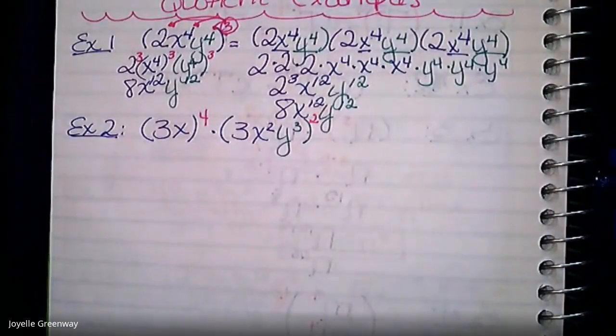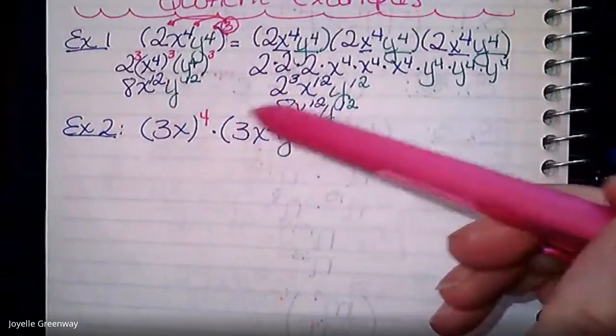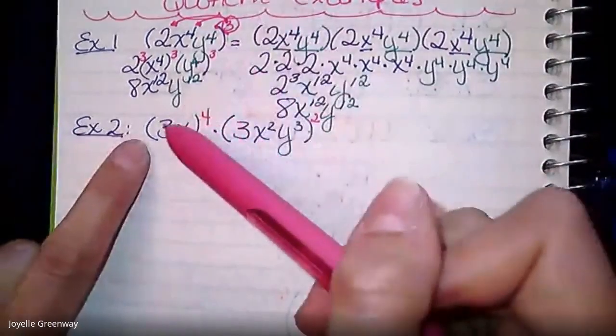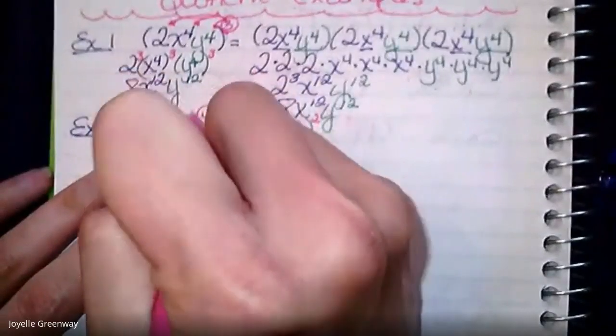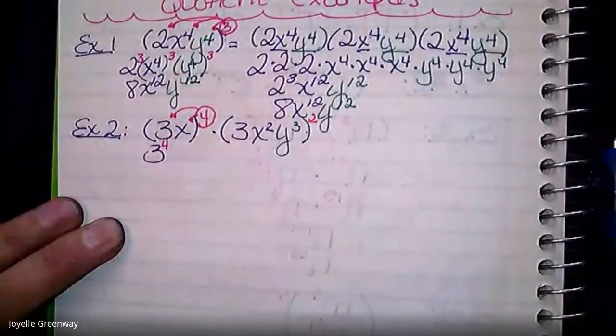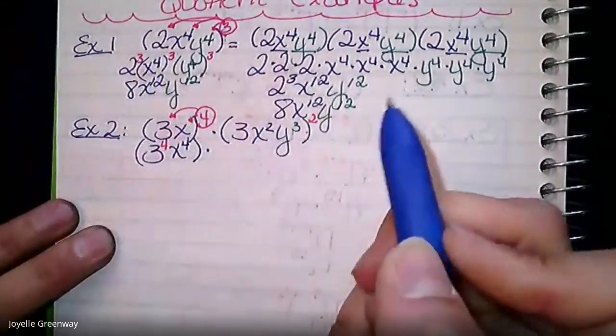So let's take it one step at a time. The first thing you want to do is, can I simplify inside the parentheses first? No. All right, so let's do one at a time. So 3x to the fourth. That's the power of a product. So I need to give each term inside the exponent of 4. So I have 3 to the fourth, and then x to the fourth.